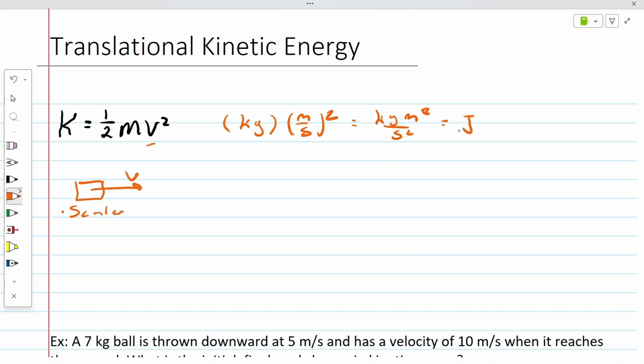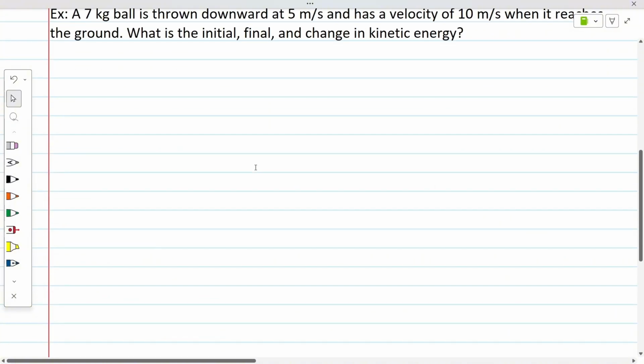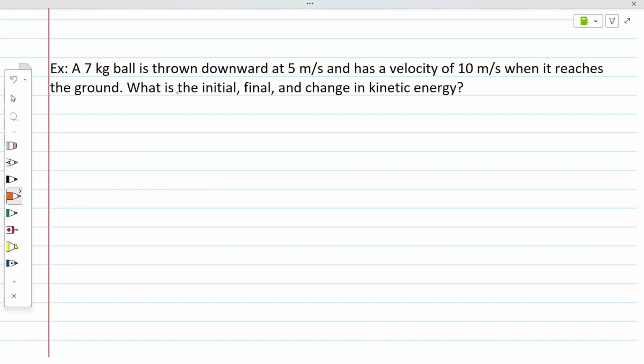Alright, so let's do an example. We have a 7 kilogram ball thrown downwards at 5 meters per second, and it has a velocity of 10 meters per second when it reaches the ground. What is the initial, final, and change in kinetic energy?